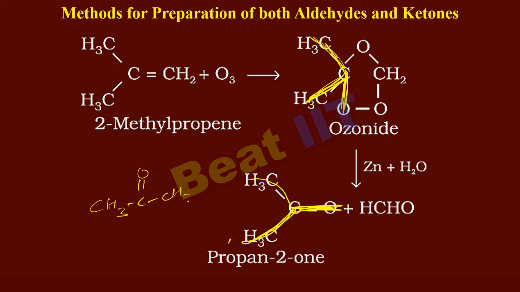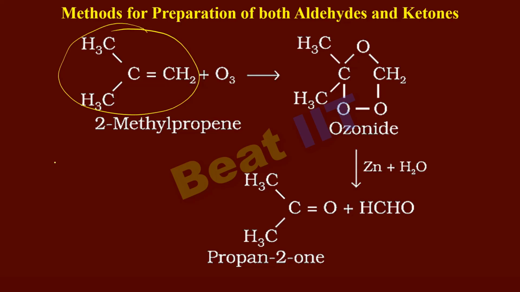CH3CO, CH3. Ketone, propan-2-one is a ketone. On the right hand side, it is similar to what we did in previous example, CH2O, which is actually HCHO. So how to identify whether ketone will be produced or aldehyde will be produced? The answer is very simple. If you rewrite this one as CH3, C double bond CH2, and you have CH3 here, this CH3 on this carbon, I have written as branch here.